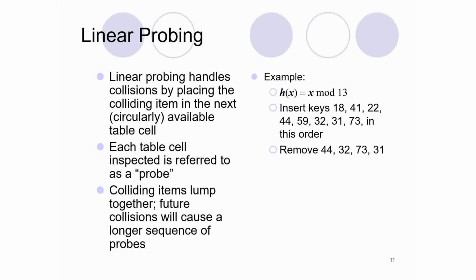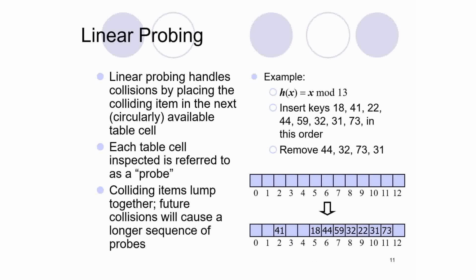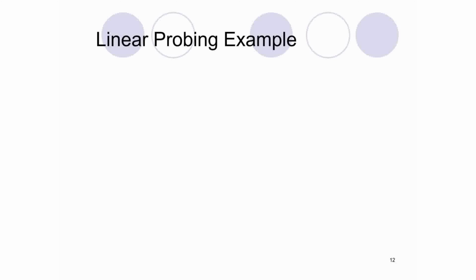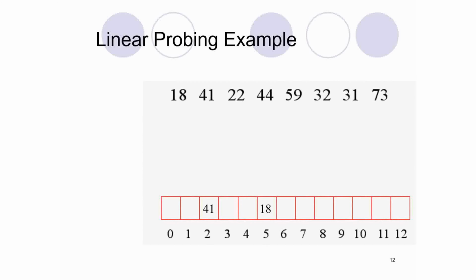Example: h(x) equals x mod 13. Insert keys 18, 41, 22, 44, 59, 32, 31, 73, in this order. Remove 44, 32, 73, 31. Here is an example of linear probing.